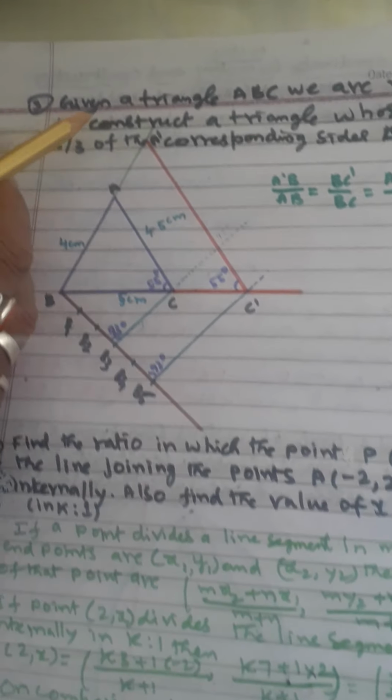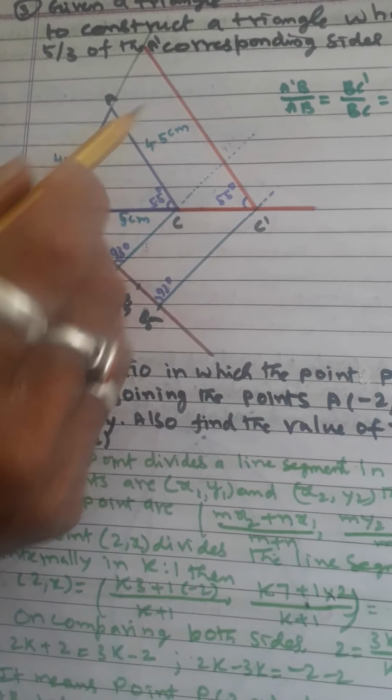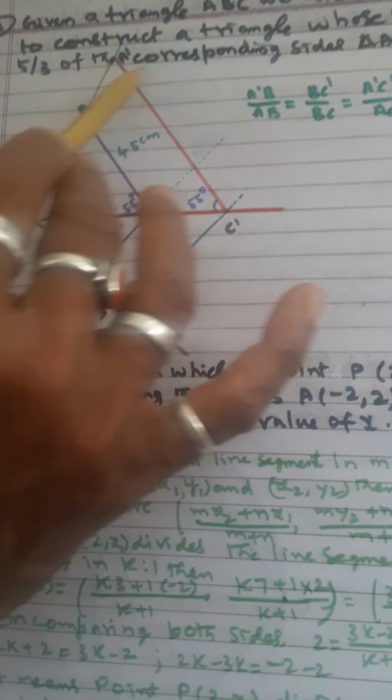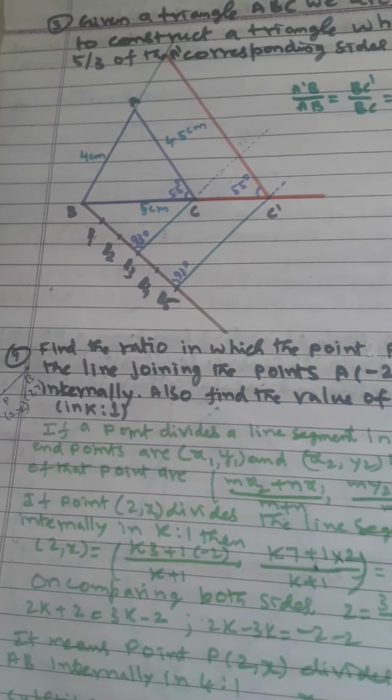See, the third question, let us see here. Given a triangle ABC, I have drawn the triangle ABC. We are required to construct another triangle whose sides are in the ratio 5 by 3 of the corresponding sides. Proportionally you have to draw the other triangle. They will also give this for a 3 marks question.